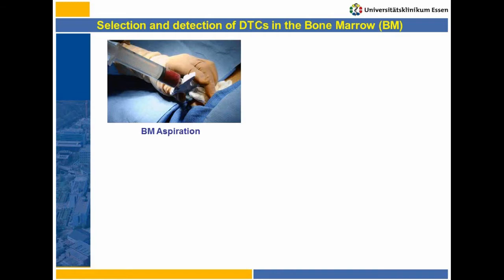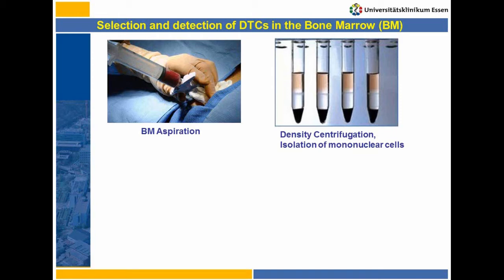In bone marrow, we are quite lucky that we have something like a so-called standard method. During surgery of the primary tumor, we make a bone marrow aspiration. We take bone marrow from 2 different sites. This bone marrow is picked up by the laboratory, and we perform a density gradient centrifugation and isolate the mononuclear cells.